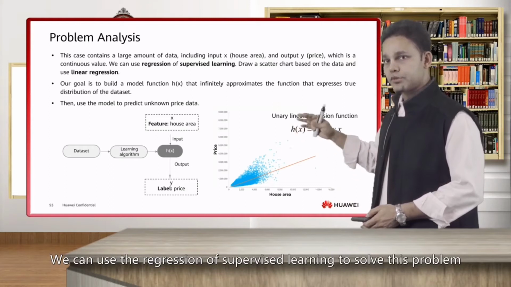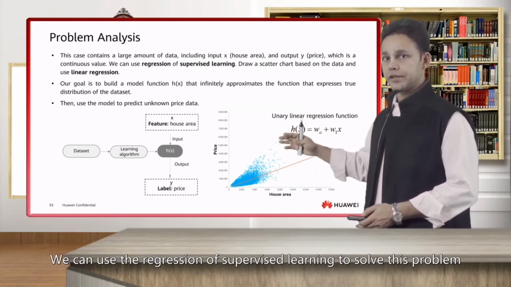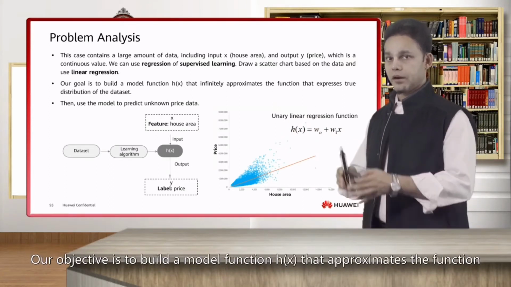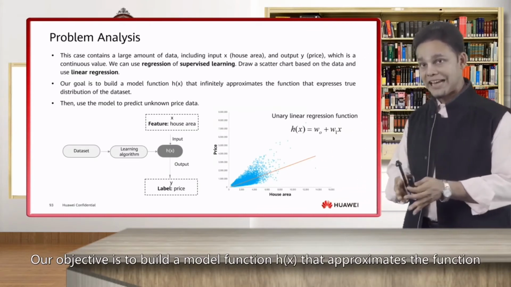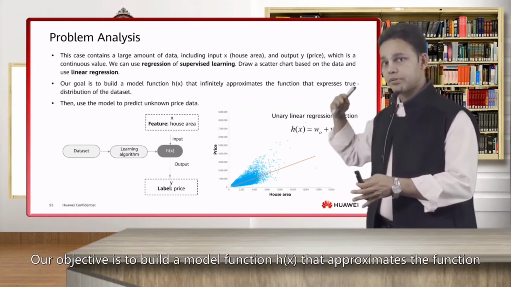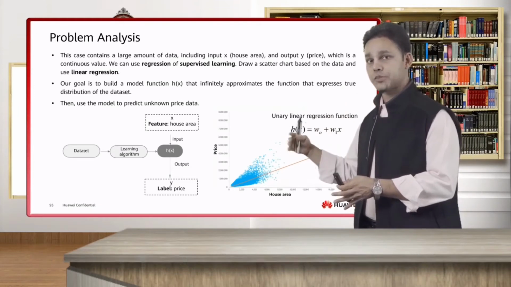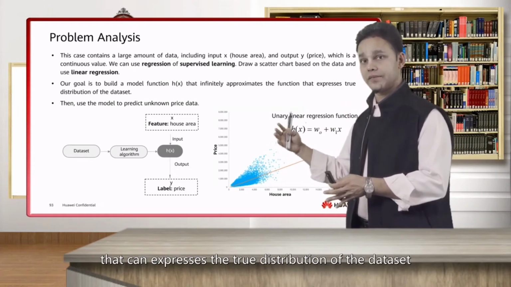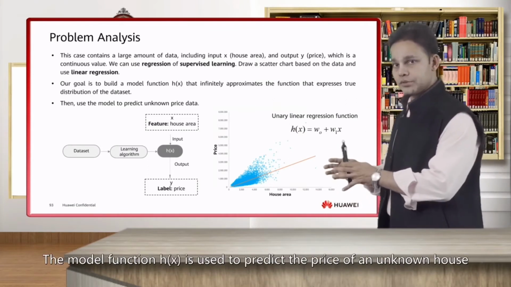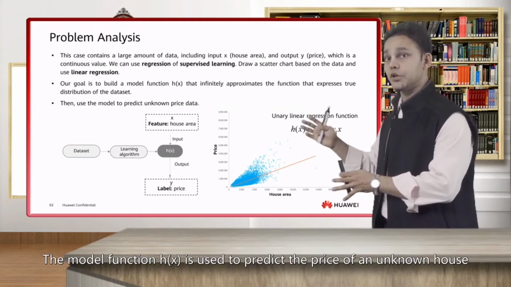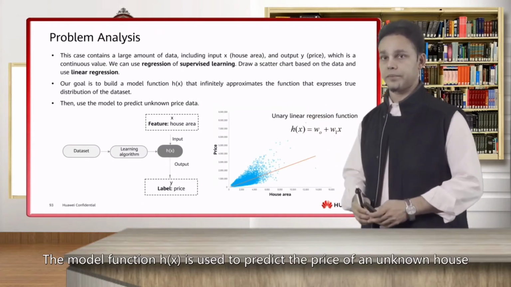We can use the regression of supervised learning to solve this problem. Our objective is to build a model or model function h of x that approximates the function that can express the true distribution of the dataset. The model function h of x is used to predict the price of an unknown house, and that's the goal here.